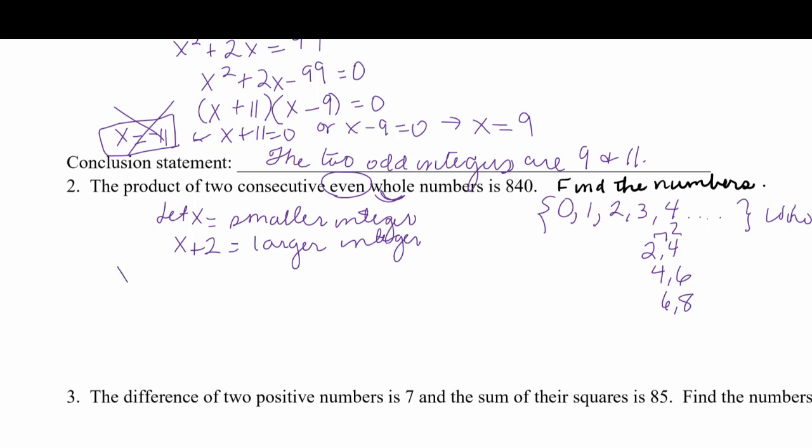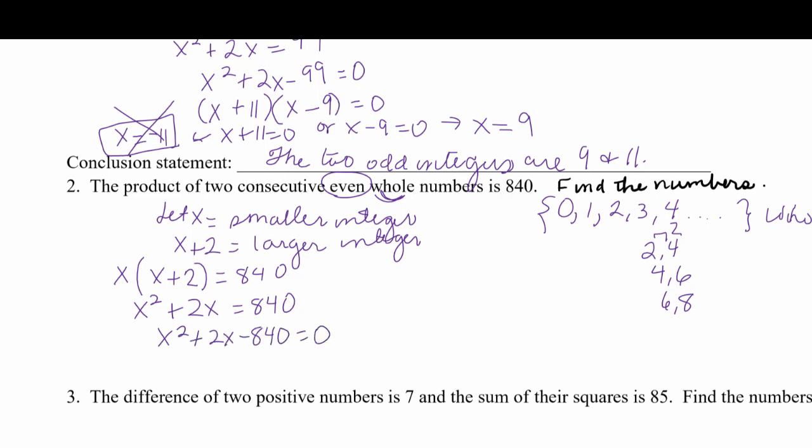So again, we're going to take our small integer x, multiply times the larger integer x plus 2, and that equals 840. And then we're going to distribute. So x squared plus 2x equals 840. And so we've got, again, a quadratic equation that is not in standard form. So we're going to subtract the 840 and get a 0 on one side. And this factors.